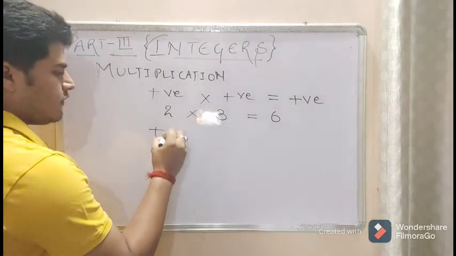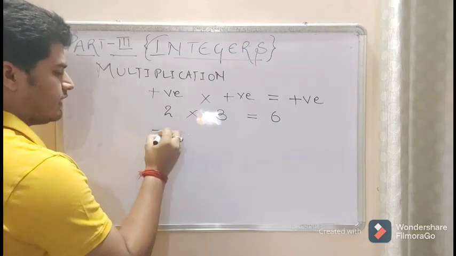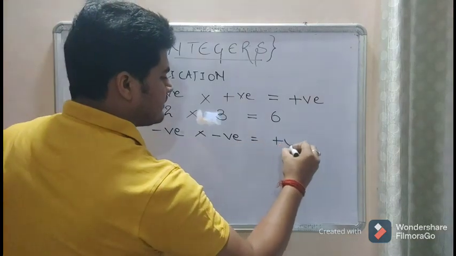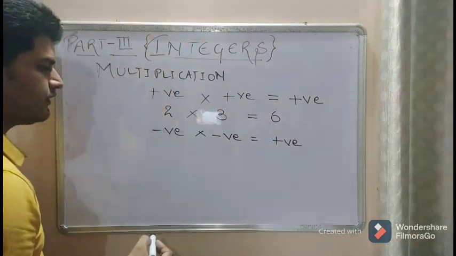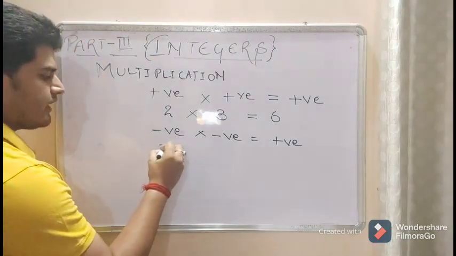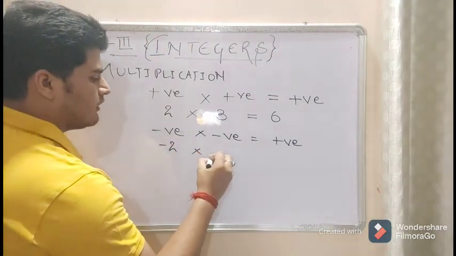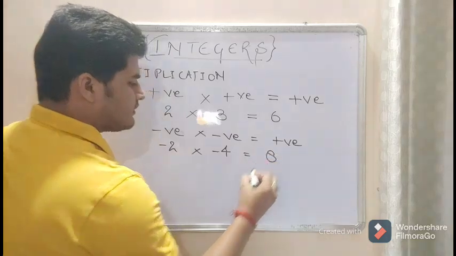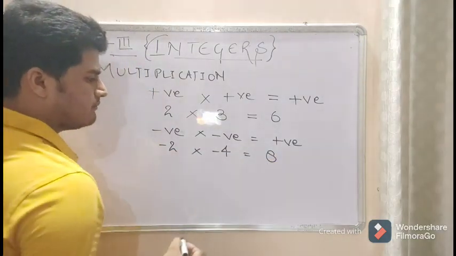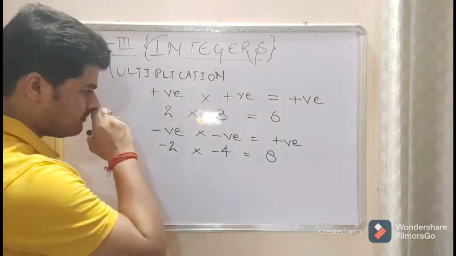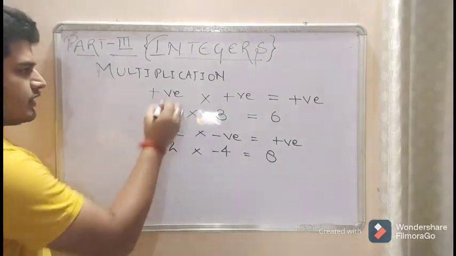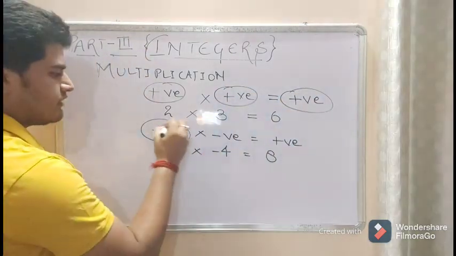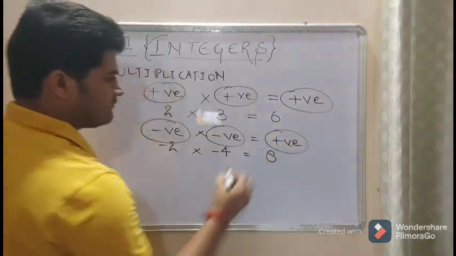Second thing, a negative when multiplied by a negative again gives us the result positive. This is a basic rule. So let us take a negative number, minus 2, and multiply it with minus 4. So 2 into 4 will become 8, and minus into minus will become plus. This is the rule. So a positive with a positive gives you positive, a negative with a negative gives you positive. The results are same.